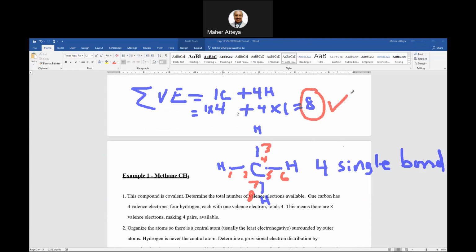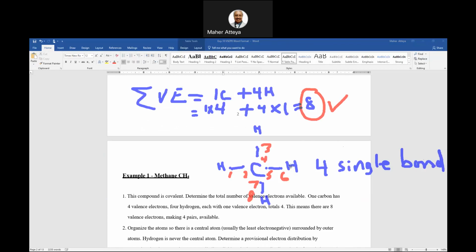If by chance the total does not correspond to the structure you have drawn, something is wrong. Some valence electrons are missing. So you have to go and recheck your Lewis dot structure. So this is our Lewis dot structure of methane.